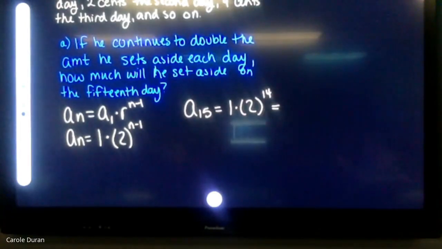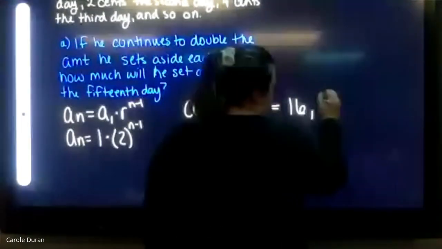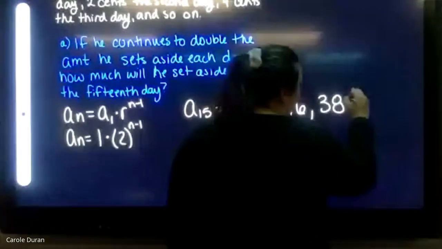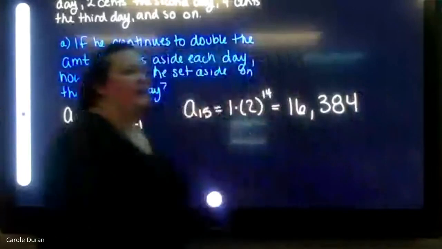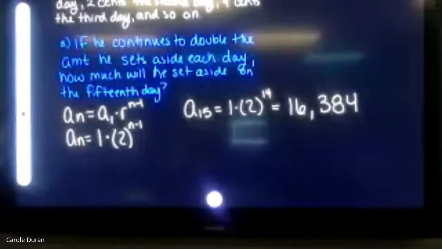Molly, what do we get? 16,384. Is that dollars or is that cents? That is cents. So if I'm writing this as a dollar amount, I just take the decimal at the end of the 4 and move it 2 places to the left.